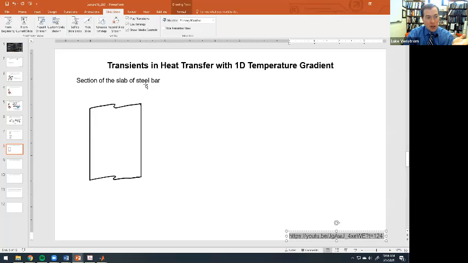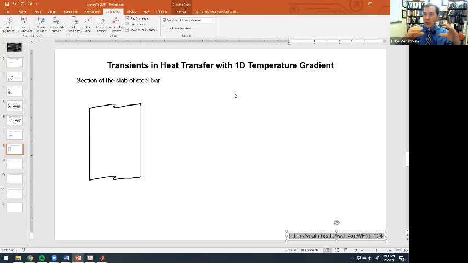But we want to be able to predict what's happening in time with the temperature and account for the fact that there could be gradients in temperature along the thickness. And that's because there is conduction that is resisting the heat transfer out of the bar, or if we're thinking about heating it up, there'll be conduction that resists the transfer of energy from the surface of the bar into its center line. So that would bring us to essentially transients with 1D temperature gradient.